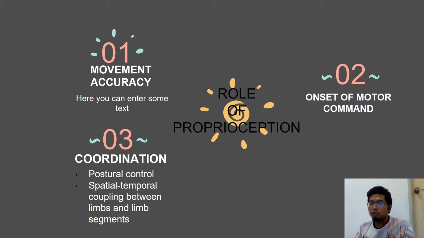The second one is onset of motor command. Proprioceptive feedback influences the timing of the onset of motor command. For example, in this study, they asked the participants to simultaneously extend an index finger and raise the opposite heel. So, when they responded to a sound, both groups of participants reacted the same by initiating the finger extension first. However, when they did it at their own pace, the normal participant switched and did the heel first.